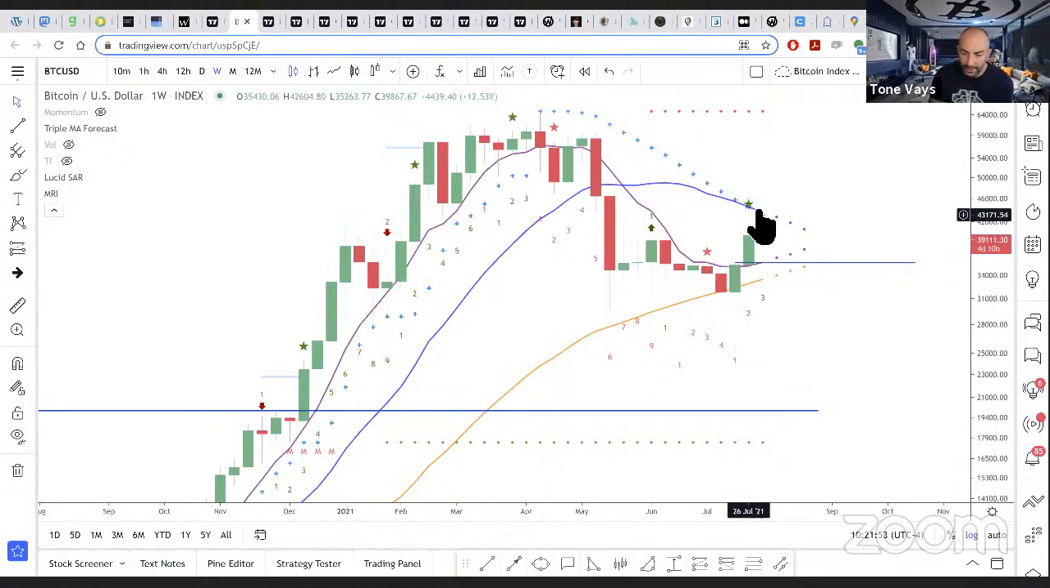The MRI gave us a green star candle telling us we're in a bullish trend. Now, that doesn't necessarily lead to better prices. As you can see right here, we had a green star. And while we did go higher, we didn't get all that much higher before getting a red star telling me that now we could be in a bearish trend.